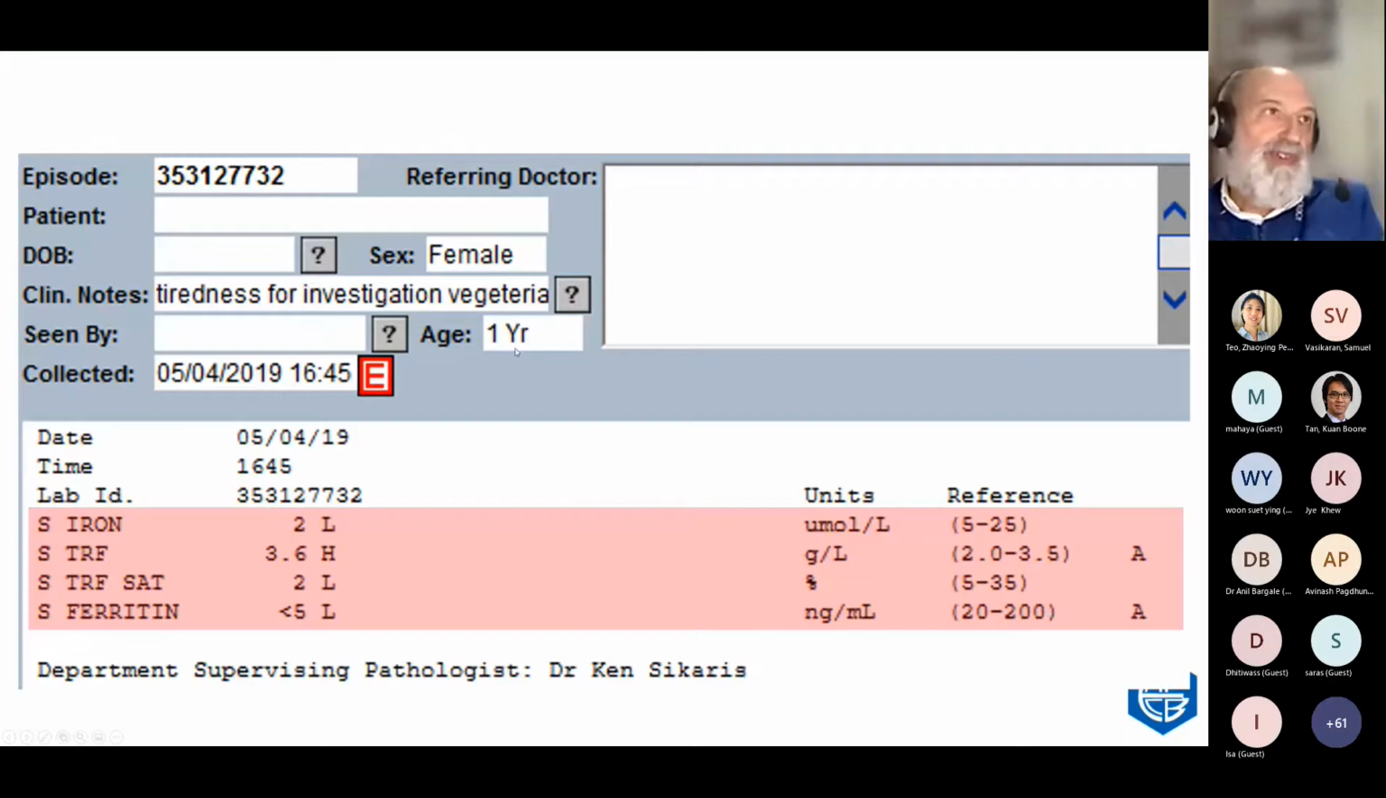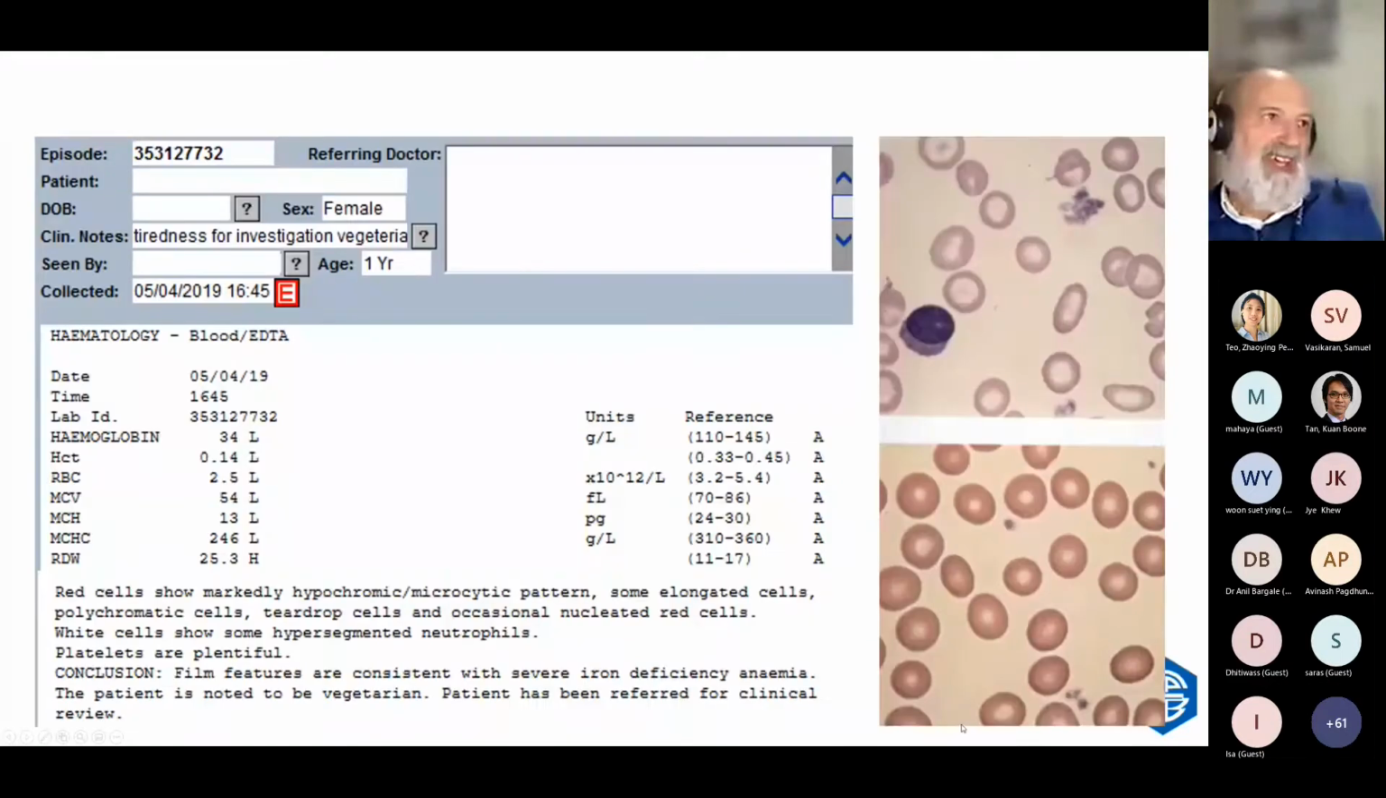So here's a 1-year-old child who's got a full hand of iron deficiency: low saturation, high transferrin, and a very low ferritin level. This girl is vegetarian. And these are fairly shocking results. Her hemoglobin was 34. And it really is an awkward thing with vegan or vegetarian parents denying their children iron, because they can run into big troubles.